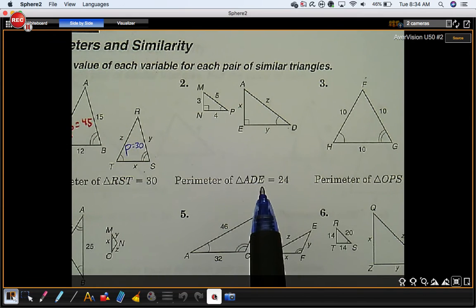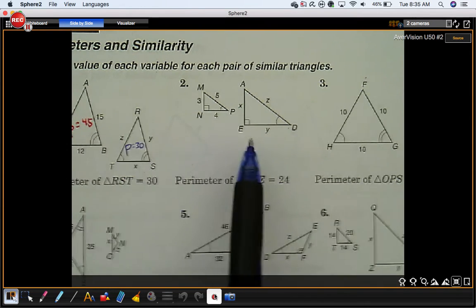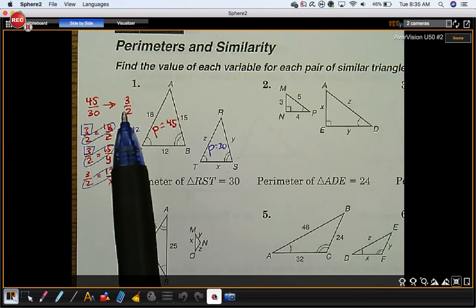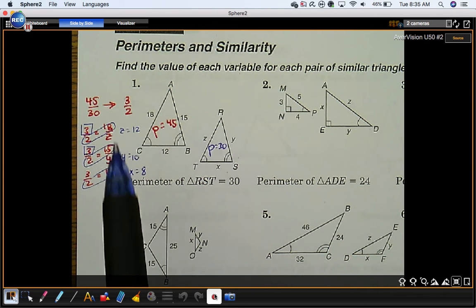Use your perimeter, find the perimeter of the other triangle. That gives you the scale factor. Use that scale factor to write proportions.